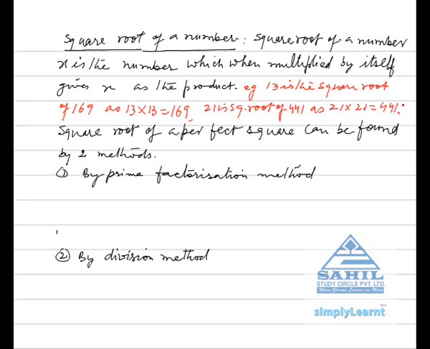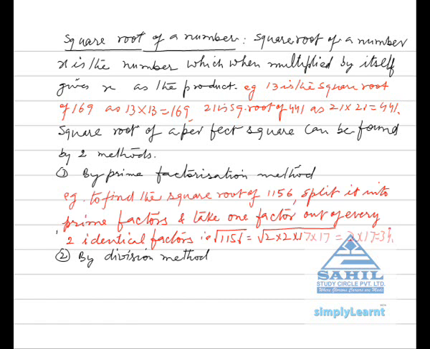The square root of a perfect square can be found by two methods. Number one, by the prime factorization method. For example, to find the square root of 1156, split it into prime factors and take one factor out of every two identical factors. The square root of 1156 is equal to the square root of 2 into 2 into 17 into 17, which is equal to 2 into 17, that is 34.